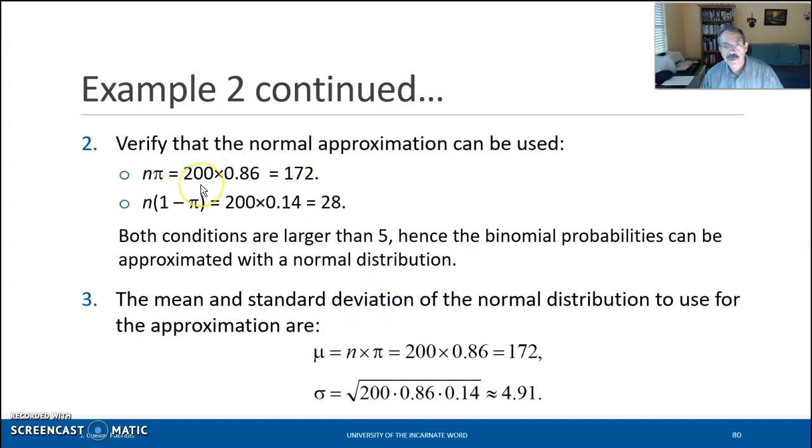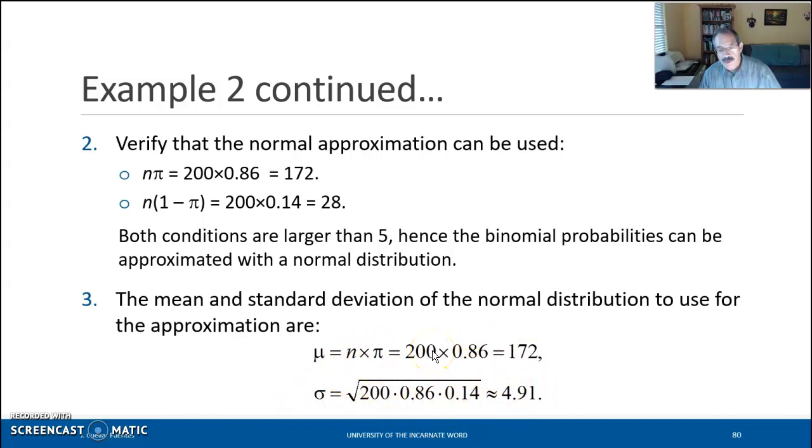The next part asks, can we use a normal approximation? Well, we verify the 2 conditions. The number of trials times the probability of success is 172, and the number of trials times the probability of failure is 28, clearly both larger than 5. So yes, we can use the normal approximation. The normal distribution to use has a mean of 172 and a standard deviation of 4.91, calculated in this way.